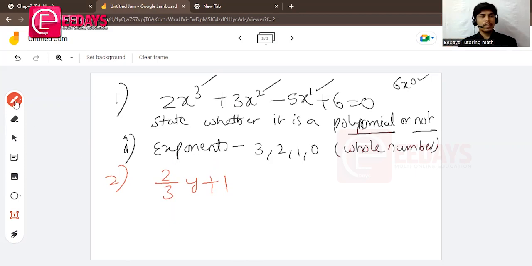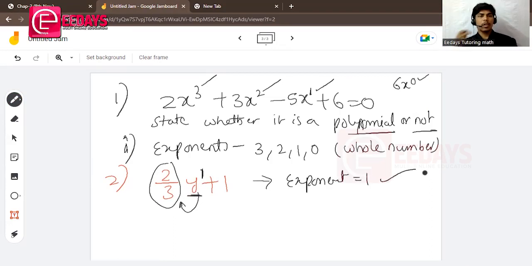Only thing is you just observe the exponent. Write the exponent here, where we have to identify the exponent. Observe the variable. Variable here is y, so power is 1. Sir, 2 by 3 is there. So 2 by 3 is a coefficient of y, so we do not include that. We are only seeing the powers. So y power here is 1. The exponent here is 1. So that is why it is a polynomial.